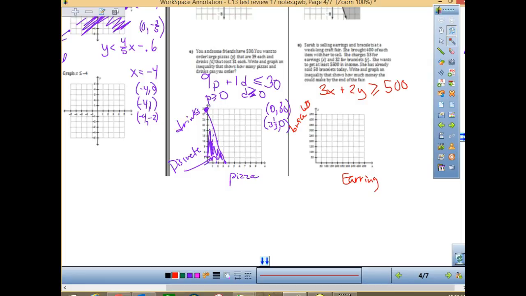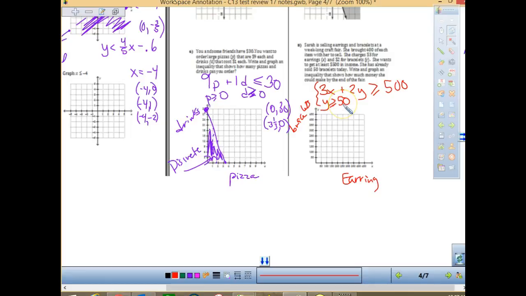What does it tell us? We have already sold bracelets. So if we have already sold 50 bracelets today, I need an inequality for my bracelets. My bracelets were which variable? Y. Okay. So y has to be greater than or equal to 50, right?